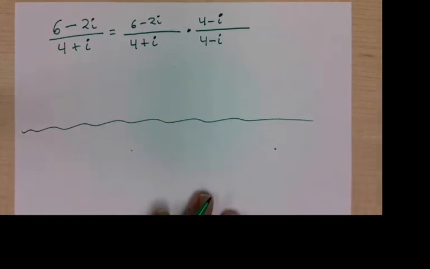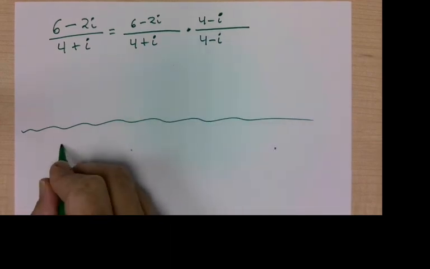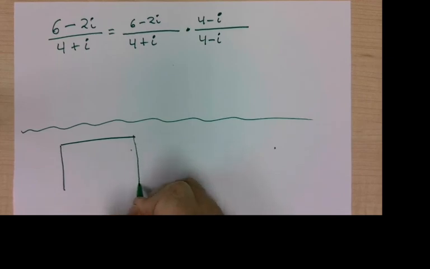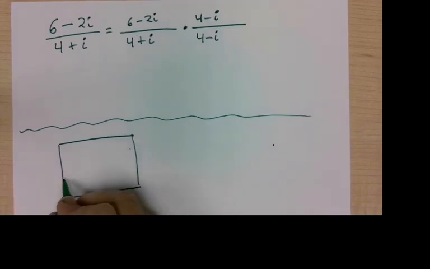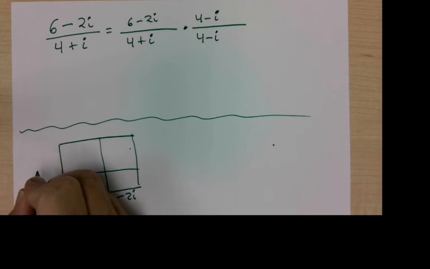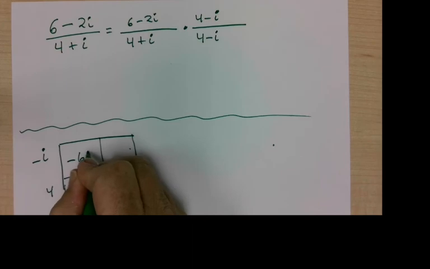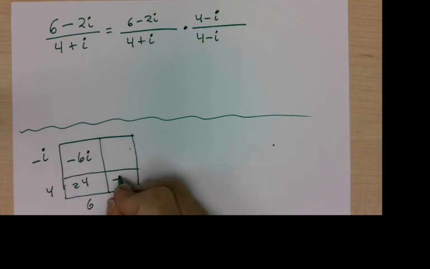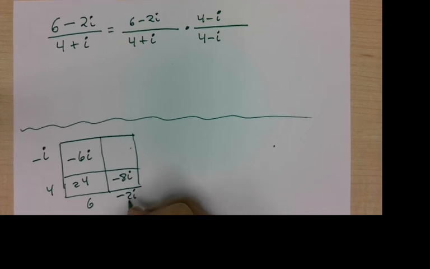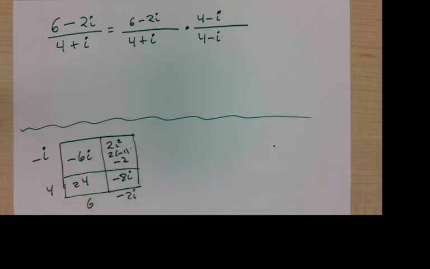So you've got to multiply the tops, 6 minus 2i times 4 minus i. I like my multiplication box, so let's use it. 6 minus 2i times 4 minus i. 6 times 4 is 24. 6 times negative i is negative 6i. Negative 2i times 4 is negative 8i. But negative 2i times negative i, negative times negative is positive 2i squared. That's 2 times negative 1, that's negative 2.